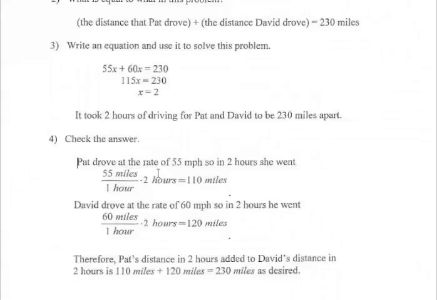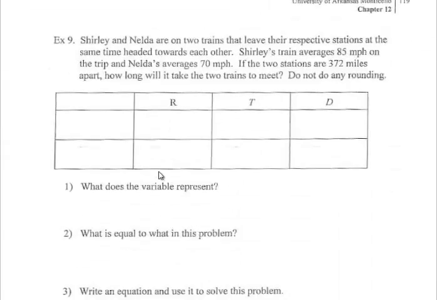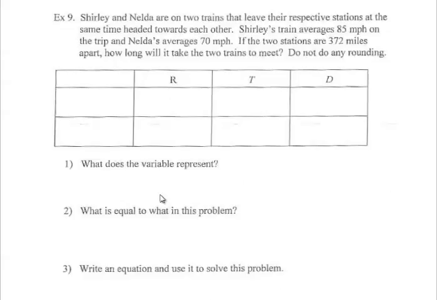Okay, so seeing an example gives us a little bit better idea about solving these problems. But to really learn, we need to work our own. So example 9, we read the problem. Shirley and Nelda are on 2 trains that leave their respective stations at the same time, headed towards each other. Shirley's train averages 85 miles an hour on the trip. If the two train stations are 372 miles apart, how long will it take the two trains to meet? Do not do any rounding.